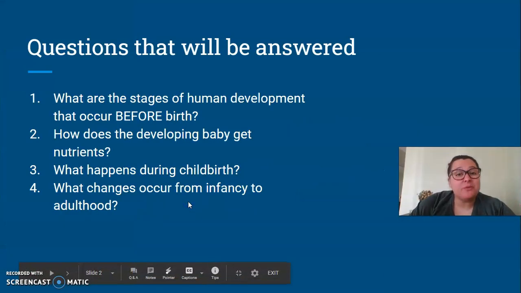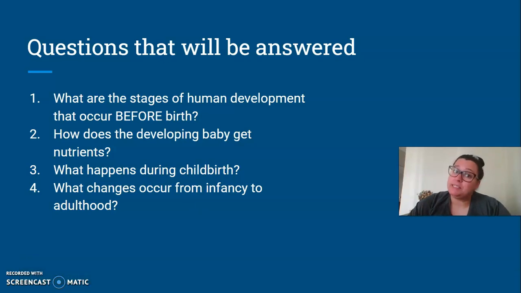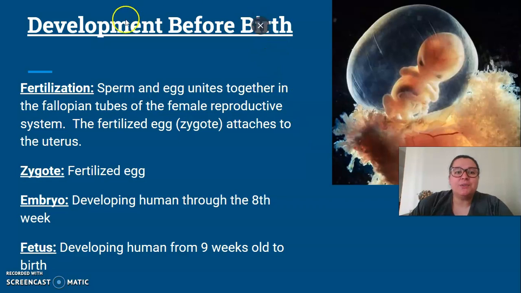Some questions that will be answered today. What are the stages of human development before birth while the baby is still inside the mom? How does the developing baby get nutrients in the first place? We'll go over childbirth and what happens when babies are born, and then what changes occur from infancy to adulthood with the human body. All right, so we're going to go over how the baby looks before birth.